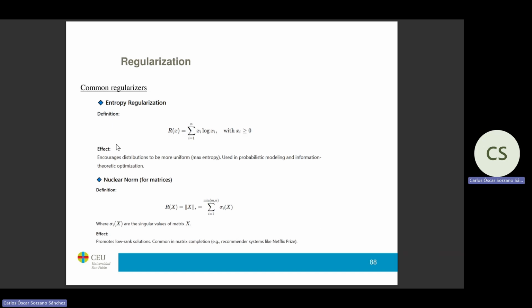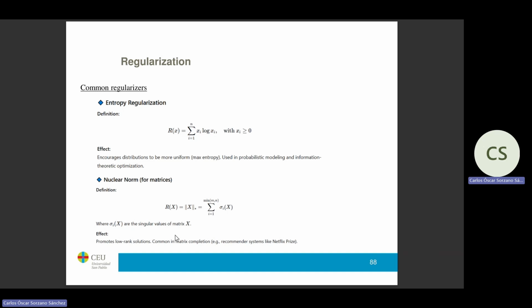Very good. Then more common regularizers, so entropy regularization. This is one that tends to make the distributions more uniform. Or nuclear norm: when you are dealing with matrices, you can compute the singular values of your matrix and then sum the singular values. The singular values are always larger or equal to zero. So, for instance, this kind of regularization is used in matrix completion.